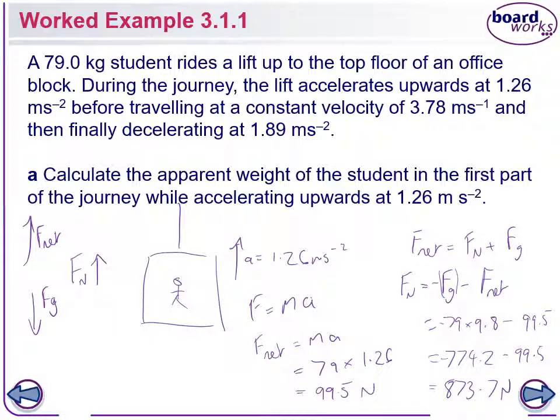Okay, so you can see in this, our normal gravitational force that this student would experience is 774.2. They are currently experiencing 873.7. So they will feel heavier than normal, which makes sense. We're accelerating upwards.